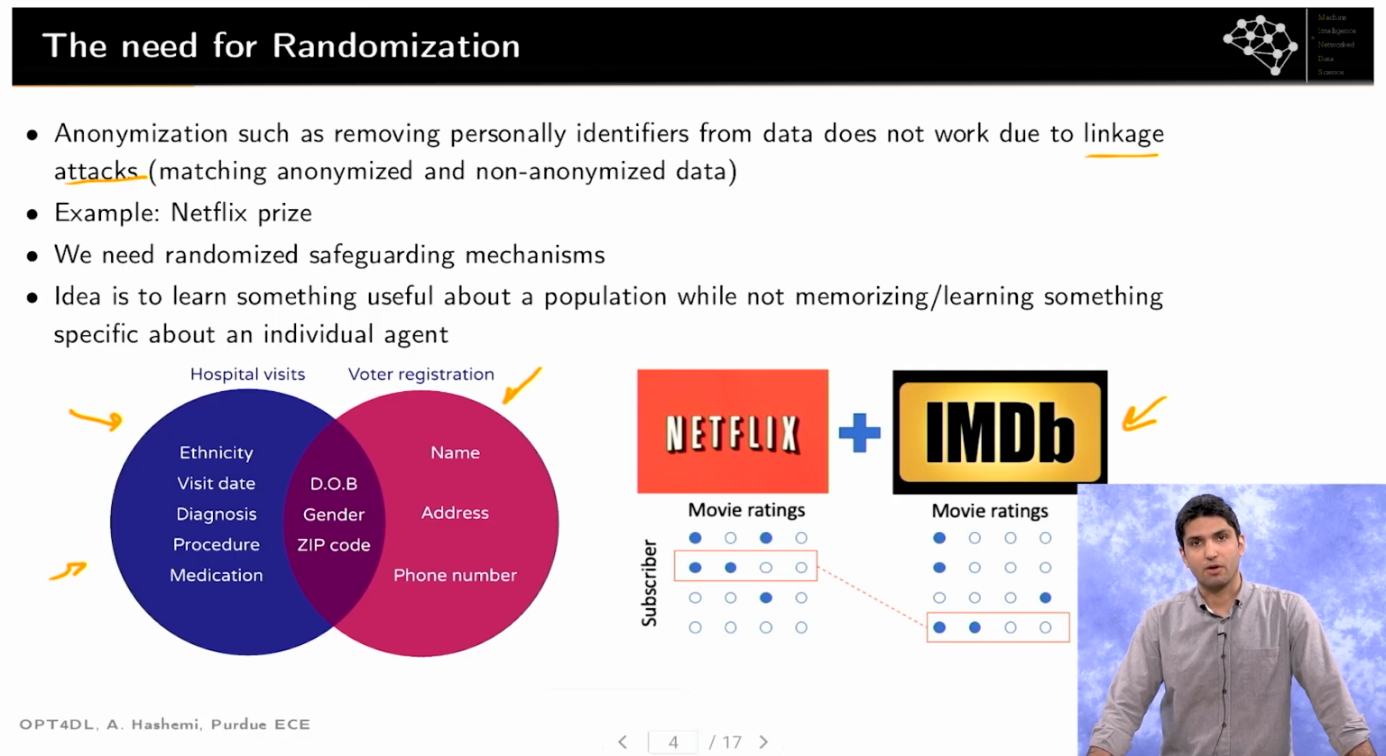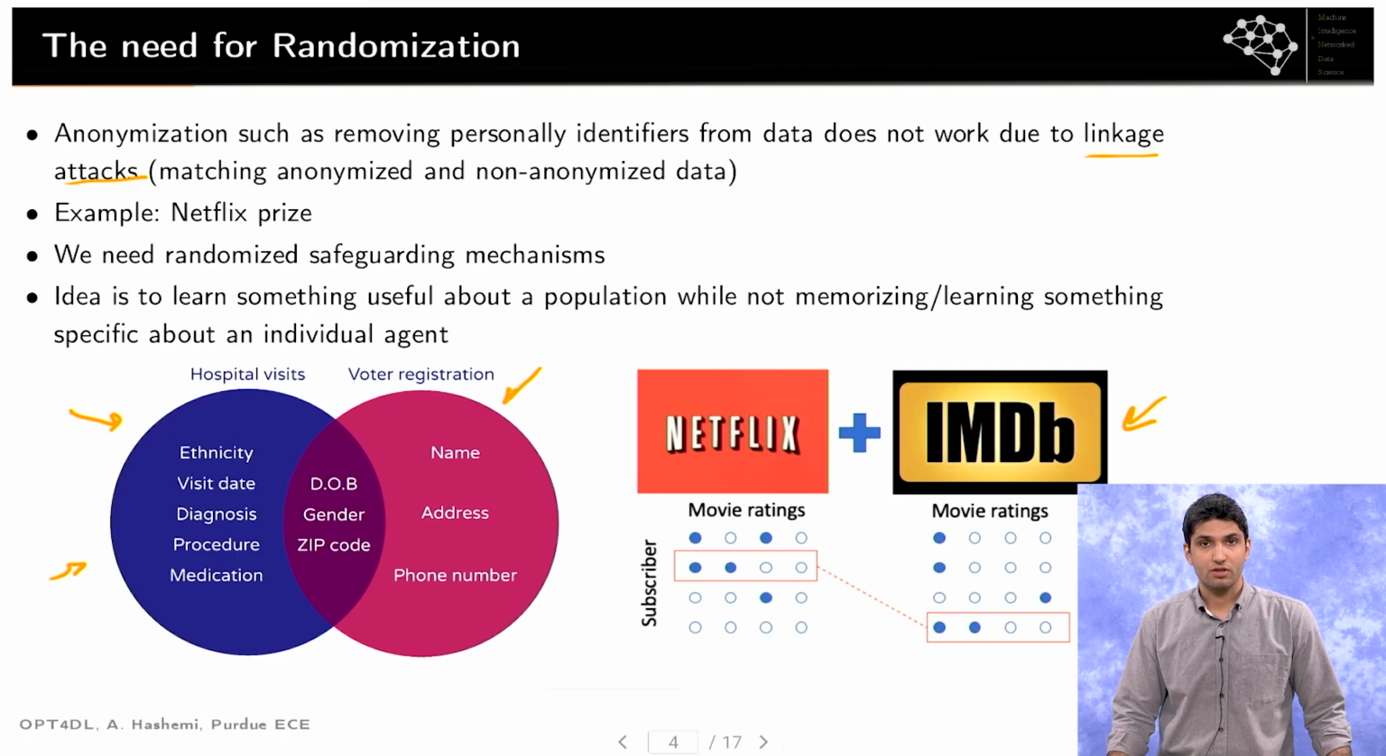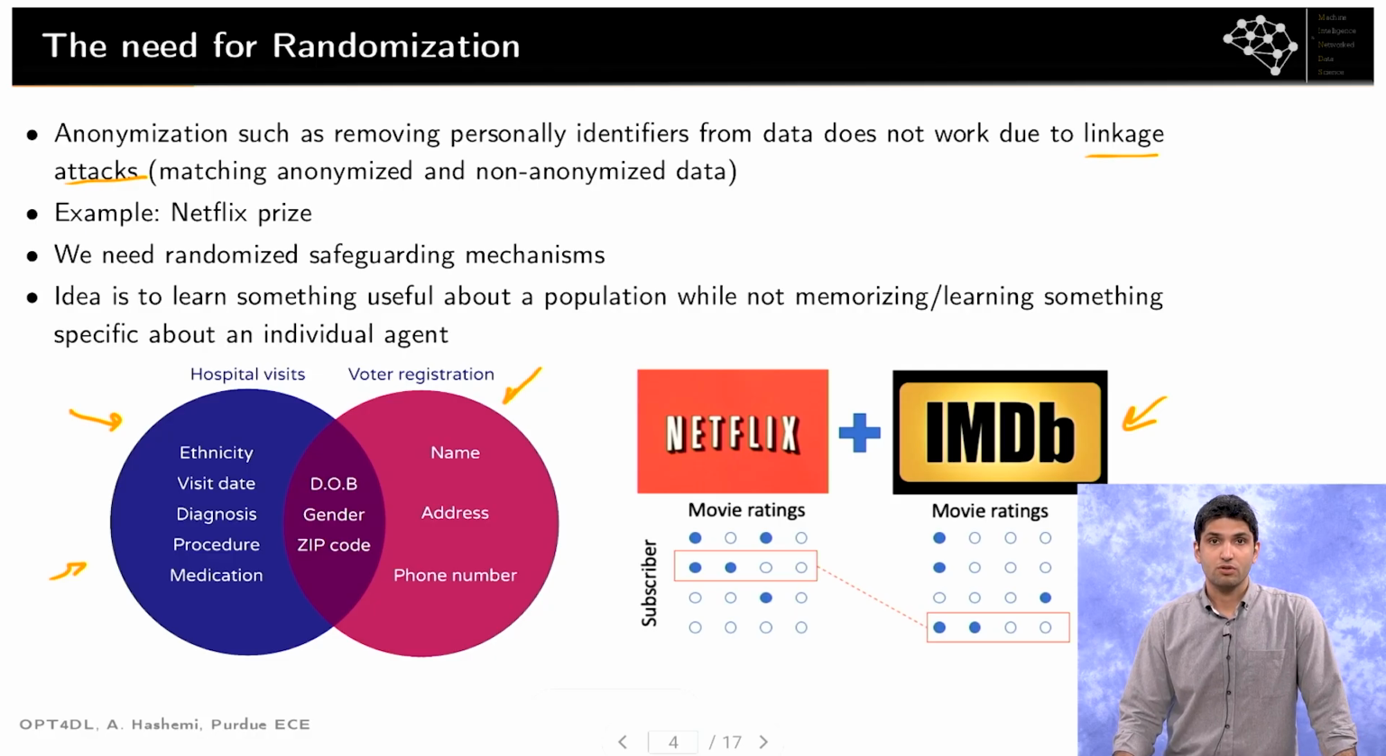In particular, we need to resort to randomized safeguarding mechanisms. The idea is this: if someone wants to leverage some data to learn something, they need to learn something useful about the population, and they don't necessarily need to memorize or learn something specific about an individual. So our idea, as we're going to see, is to leverage randomized strategies so that you can still learn useful information about the population while ensuring that the model does not memorize information about a specific individual. In other words, by incorporating randomization, we are reducing the sensitivity of our learning models with respect to individuals.